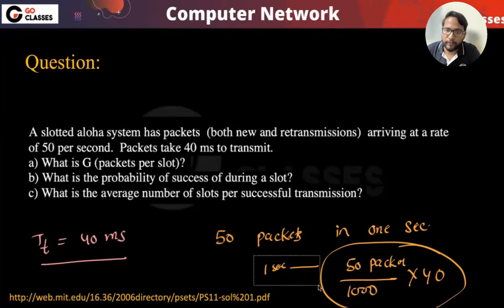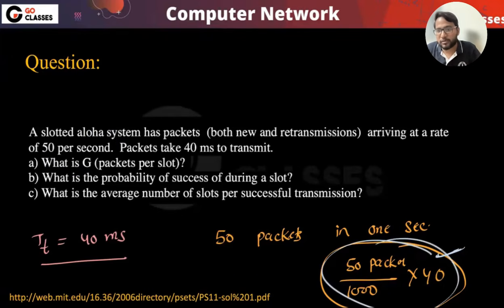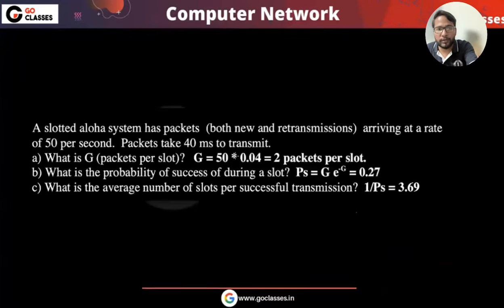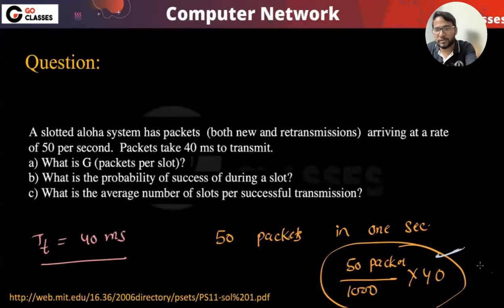Let me know if there is any doubt. I can explain this again. G is basically how much you are sending on average in one slot, right? So if you are sending, let's suppose, 50 packets per second, then in one slot you are sending this many packets. If you calculate it, G comes out to be 2 packets, right?